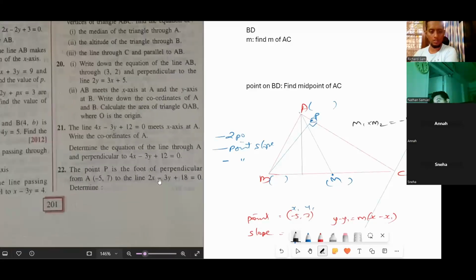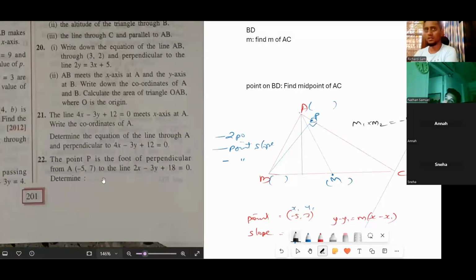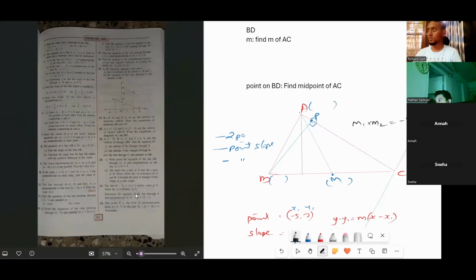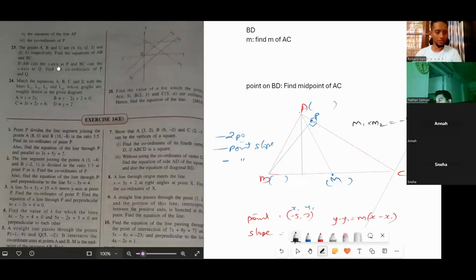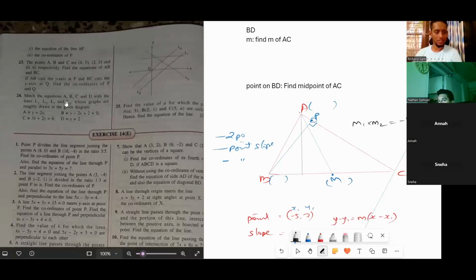22nd. This? No. Is it same or different? Is this on your? No. Okay, is it here? Yes. 24. Okay, 24.